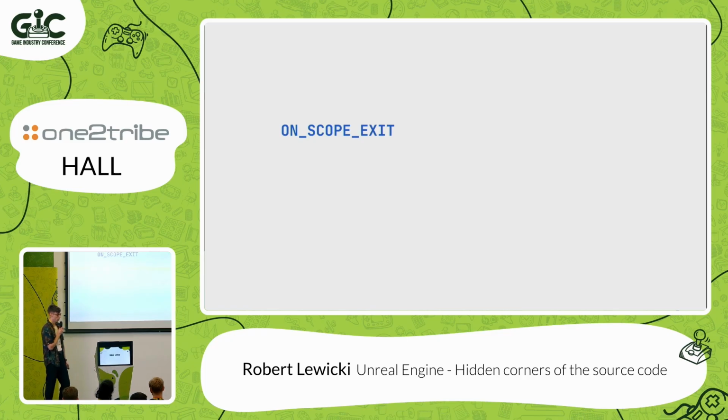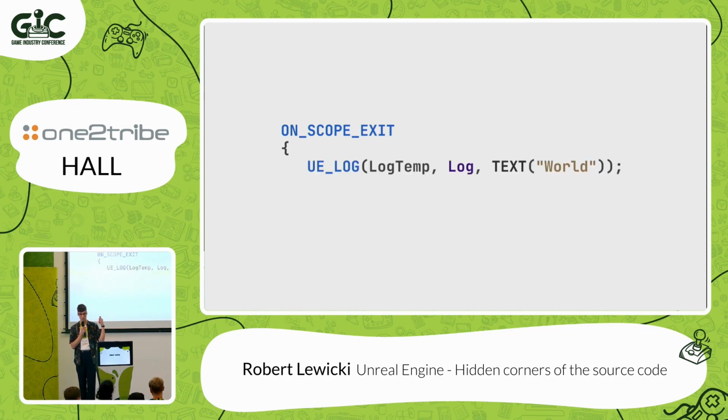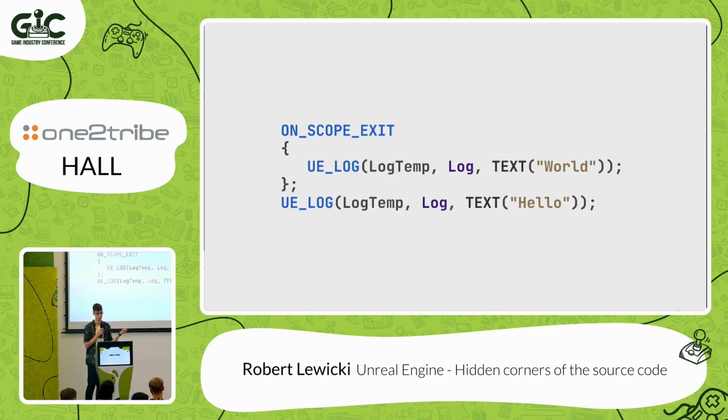And to recreate the hello world example in Unreal Engine code, we would go like this. We call the macro on scope exit, then we open the scope, we specify the code we want to run, then we close the scope, and then we write the rest of the code. So this is the hello world again, but this time in Unreal Engine C++.